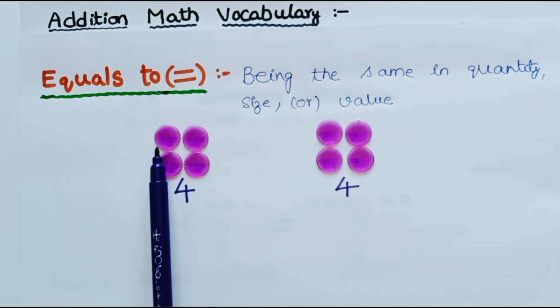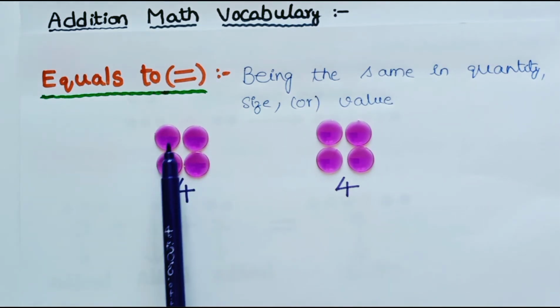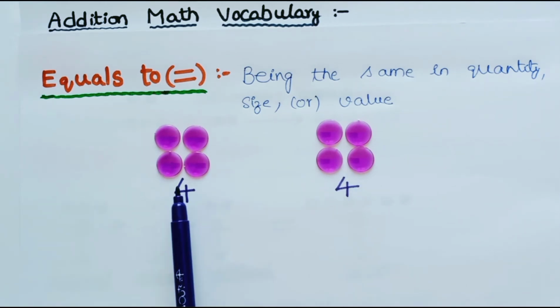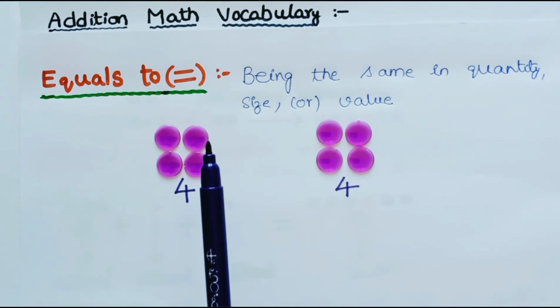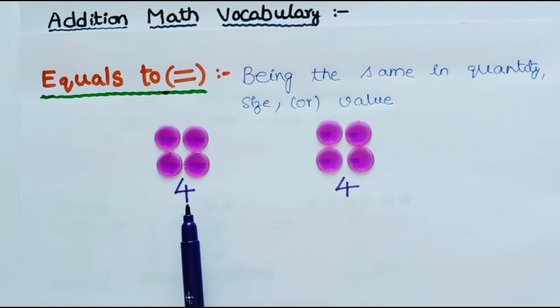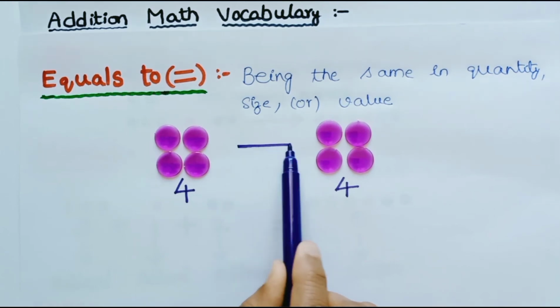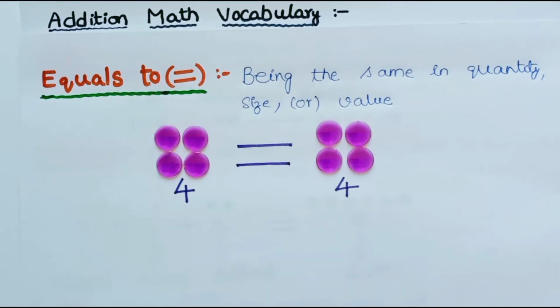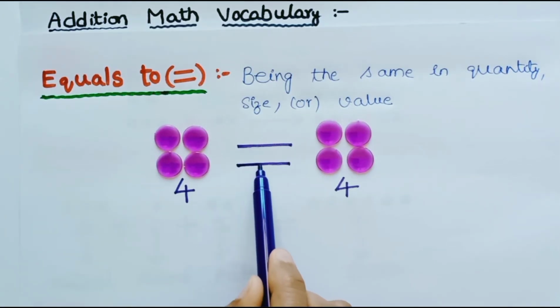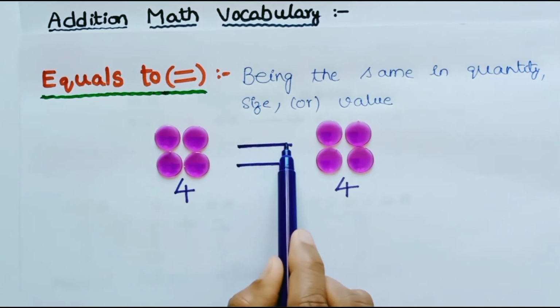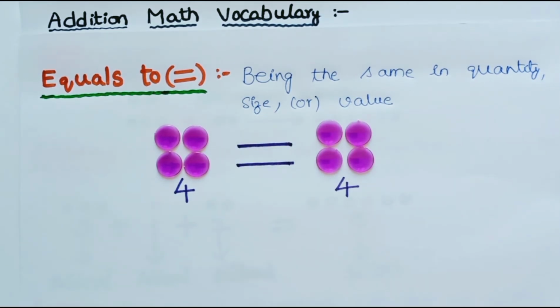Look at the size. Are these four having the same size? Here each jeton has the same size. So the two groups have the same size and the same number of jetons. If the two groups have the same size and the same number of jetons, then it can be represented by a mathematical symbol called equals to.